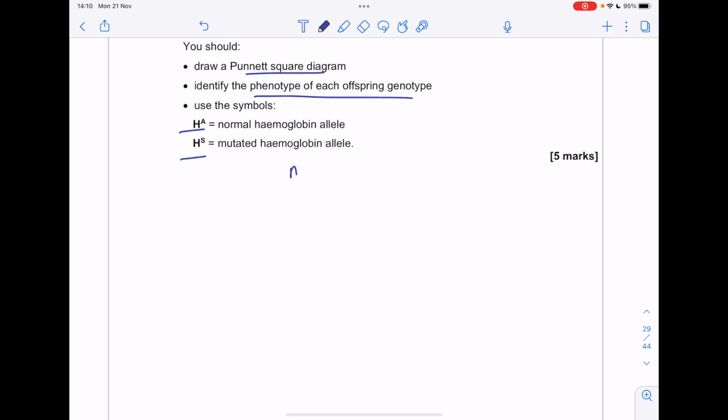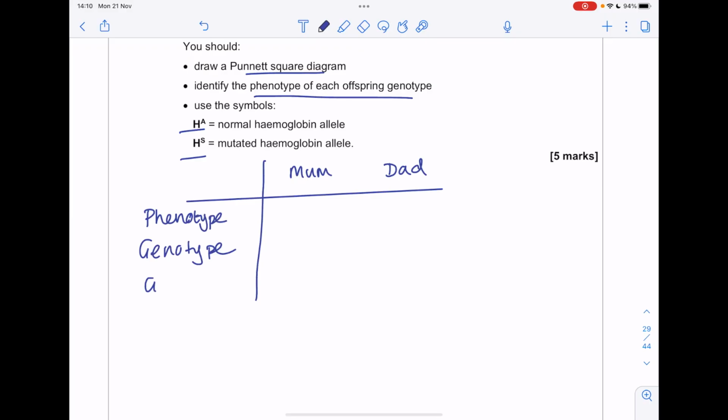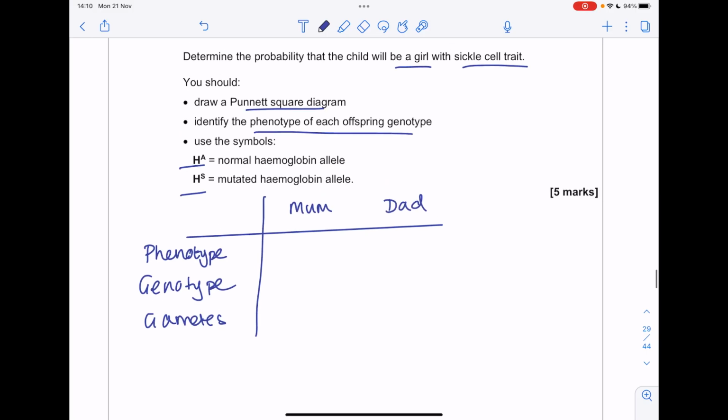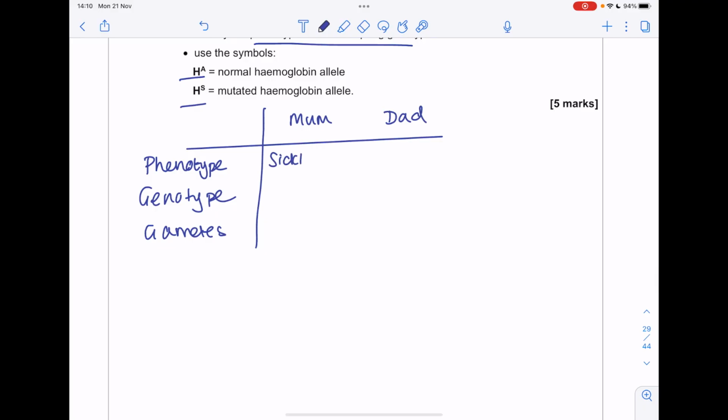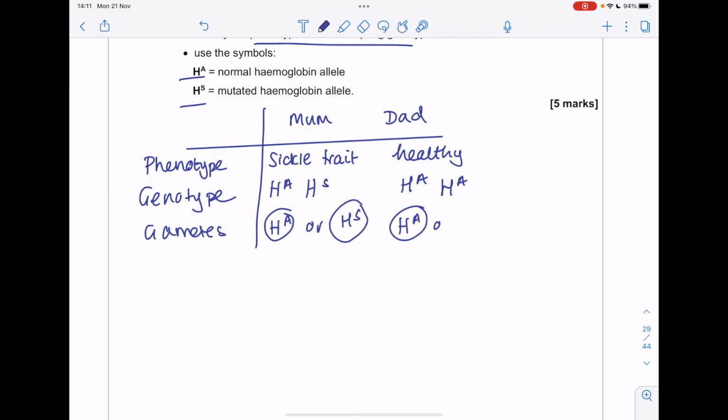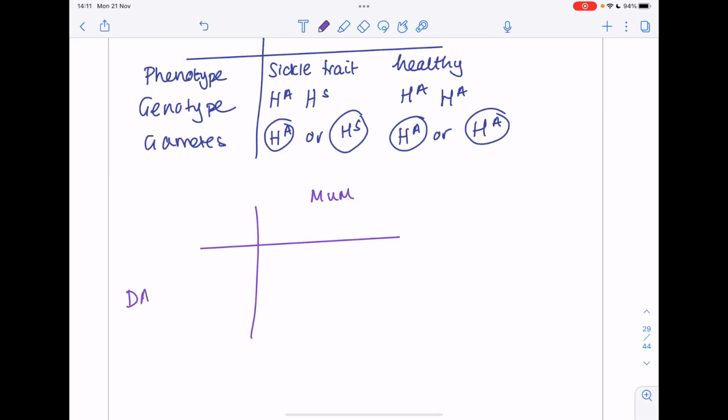So let's lay it all out. Mum, dad. I always lay out my answers like this. It's really good practice. So we're not setting up our Punnett square quite yet. We're just getting ourselves in the right position. So the mum has the sickle cell trait. Dad is healthy. The genotype then we've said was this. So the mum's eggs are either HA or HS. The dad's sperm are all HA. Let's draw a Punnett square. Mum, dad. So here's their potential offspring genotypes. Leave room to put their phenotypes.